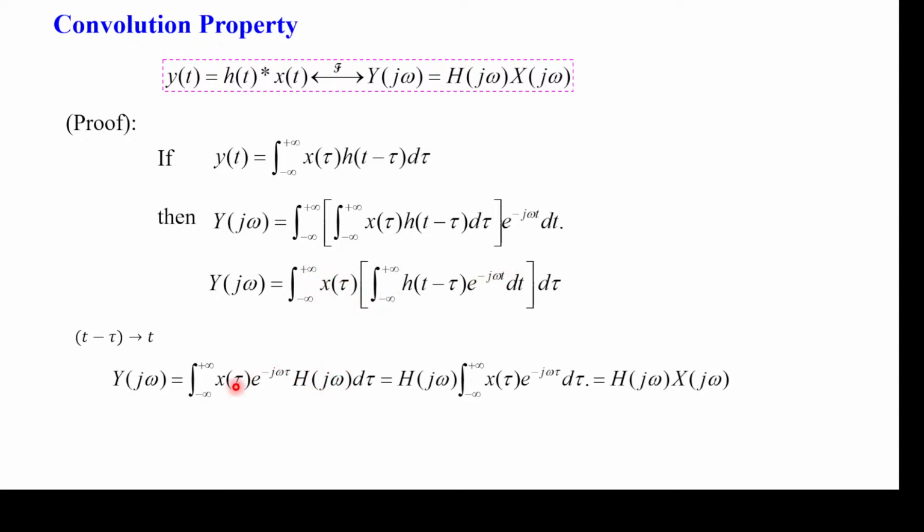The x of tau obviously is still here, and as we said, the t plus tau here gives you this e to the minus j omega tau. And now this H of j omega doesn't depend on tau, so you can put it outside. And you look at the remainder, you see this is just the Fourier transform of small x, so that's big X. Okay, so that's a pretty easy derivation.